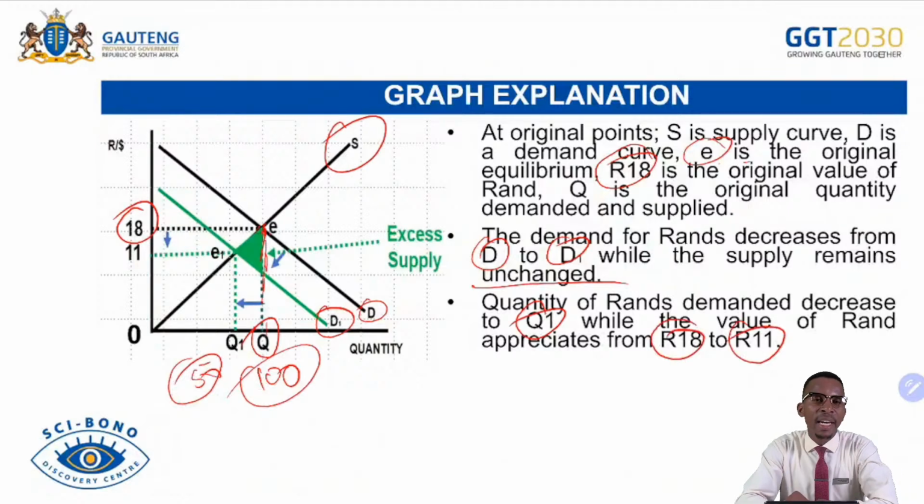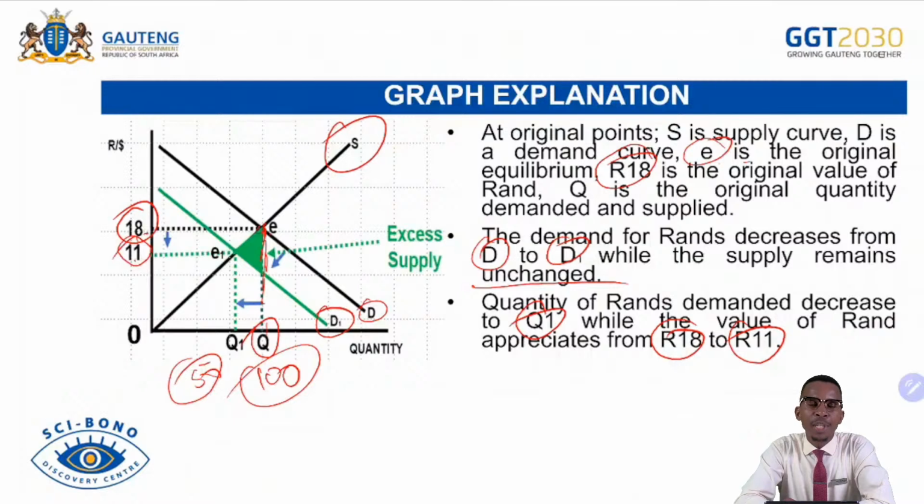So our rand is gaining strength or gaining value. Now we only pay 11 rands to afford a single US dollar. Before we were paying 18 rands, but now we're paying only 11 rands. We call this appreciation. Our rand is becoming stronger. We can afford more US dollars with the 11 rand because our currency has appreciated.